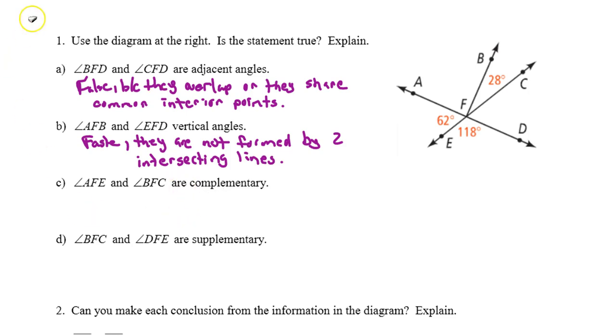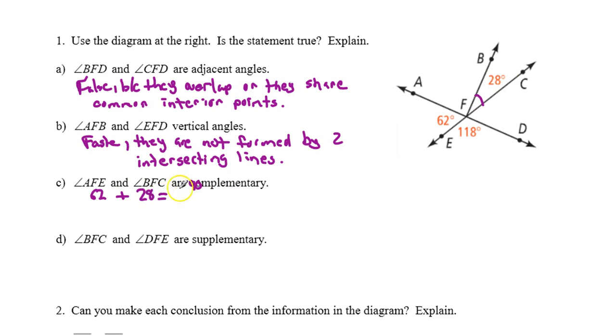So our next question, are AFE and BFC complementary? So let's do this. Let's do our little reminder. Complementary is 90. So AFE, that's 62. And BFC, that's 28. That's this one here. Okay.